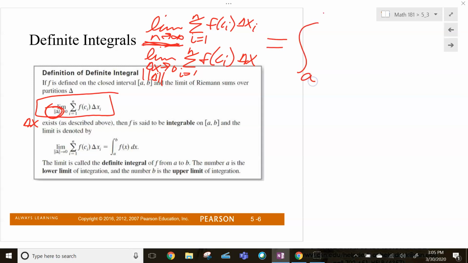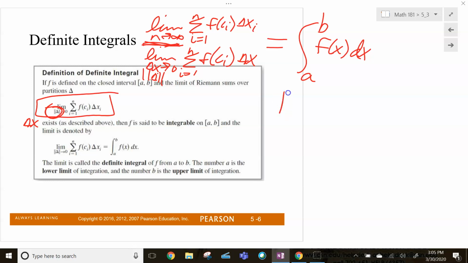This is the integral from a to b of f of x dx. That's the equivalent to that. So we're going to be able to shortcut this process. Instead of running a limiting process and doing these Riemann sums all the time, we can just take an integral. And more specifically, this is called a definite integral.